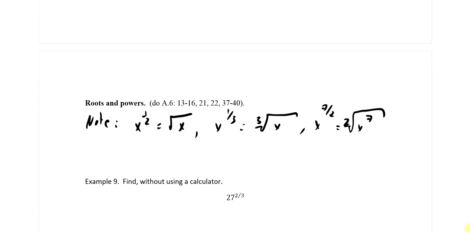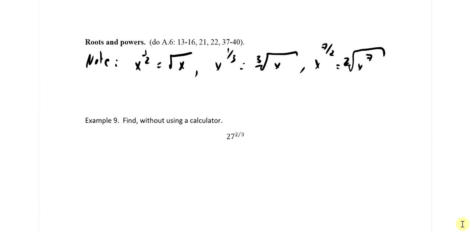So 27 to the 2/3. What is that? Without using a calculator. Well, we can always break apart a fraction into a product of the numerator times 1 over the denominator, right? Which is really what we did here. This is 7 times 1/2. So 1/2 power x to the 7th. And what we know is, what's 27 to the 1/3?